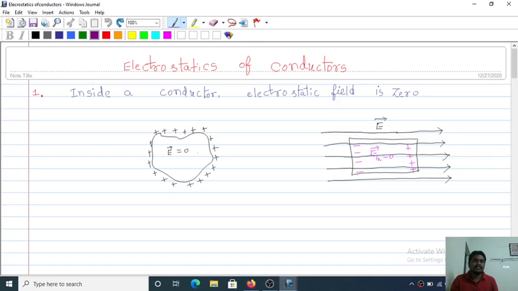In the previous class we have discussed the potential energy of a system of charges. In this class we will discuss electrostatics of conductors.